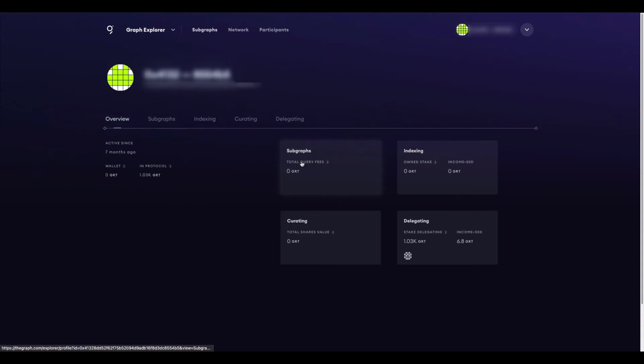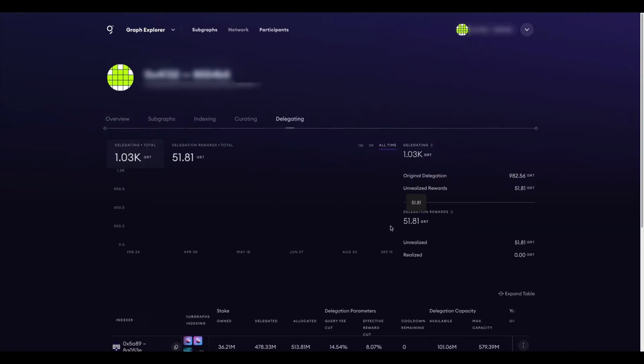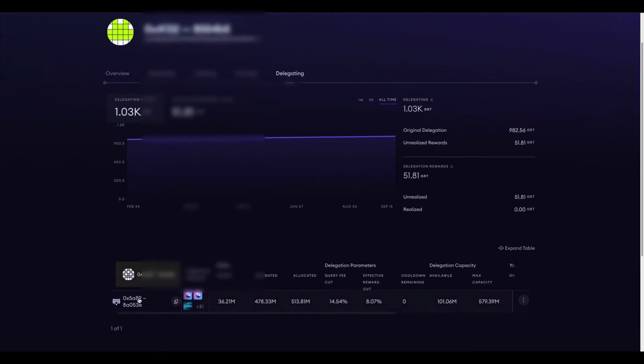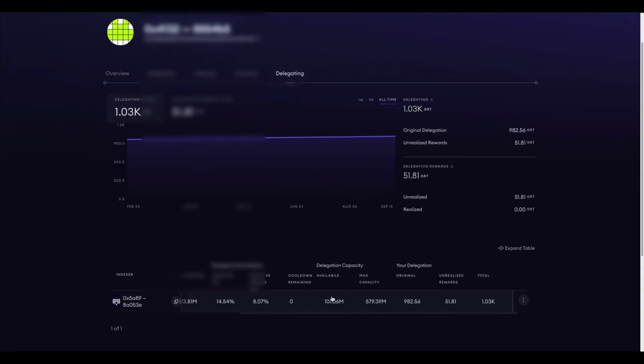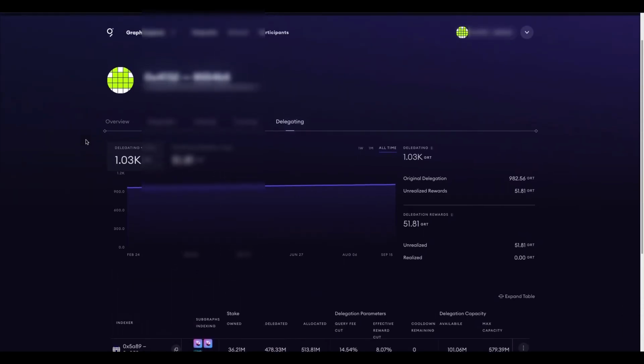Don't have any subgraphs, not indexing, not curating, but I am delegating because I am an investor of GRT. This is my GRT. I've delegated. These are my rewards that I've earned so far. And this is the indexer. You can see a query fee cut, the other reward cut, and yeah, pretty nice.